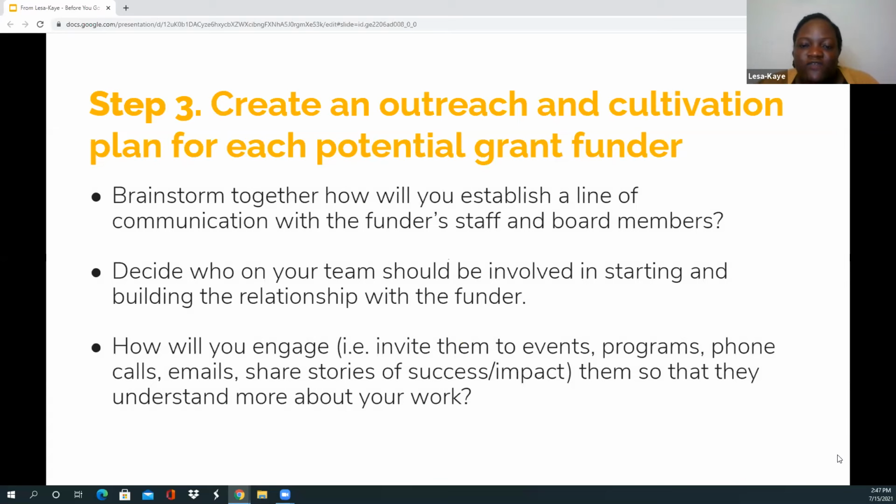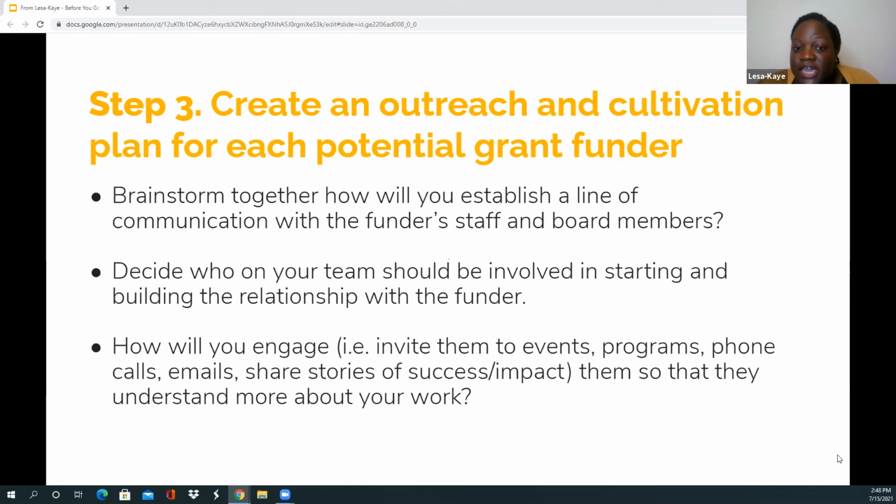So let's say it's the Virginia Community Foundation that you're interested in getting a grant from. You brainstorm with your team and your board, and you find out, oh, there's someone on our board who knows someone on their board. Well, let's brainstorm, how are we going to reach out to that board member? Who on the team is going to be involved in starting to build that relationship with that board member at that foundation, and thus the program officer at that foundation?